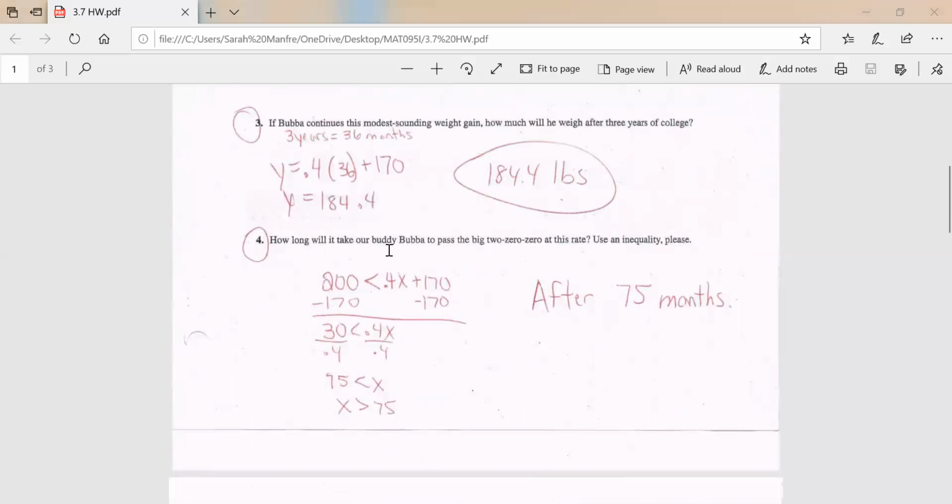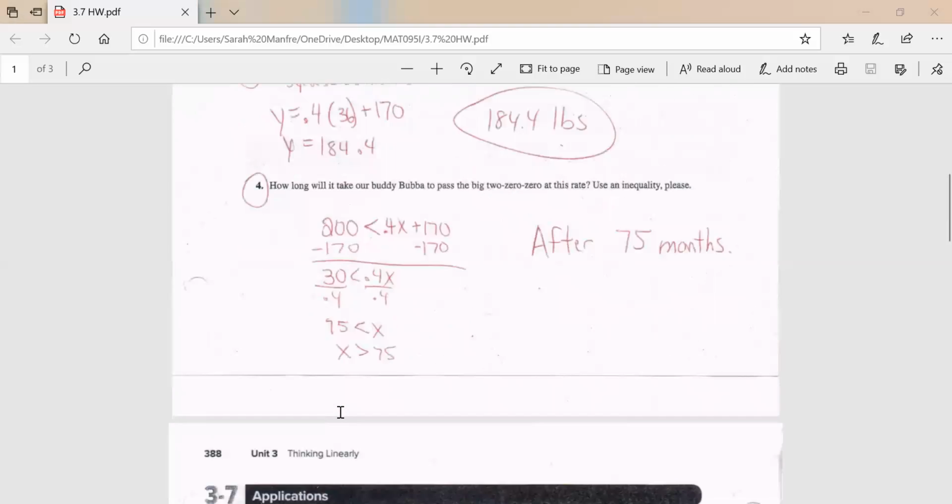How long will it take for Bubba to pass the big 200 at this rate? So it basically wants to know, when is he going to weigh more than 200 pounds? So 200 is less than 0.4x plus 170. I subtracted 170 from both sides. I got 30. And then I divided by 0.4 to get 75. So it's going to take 75 months.